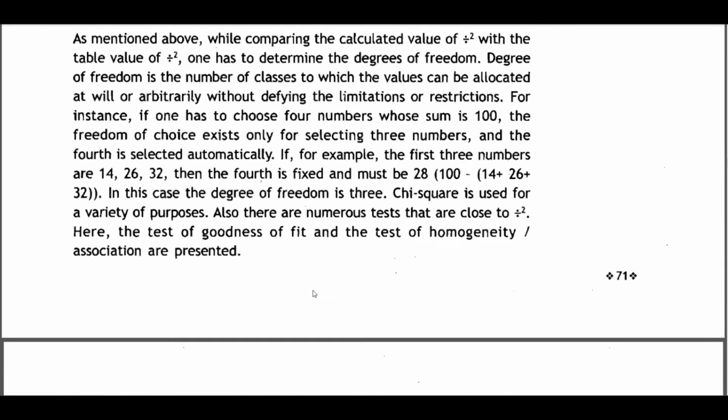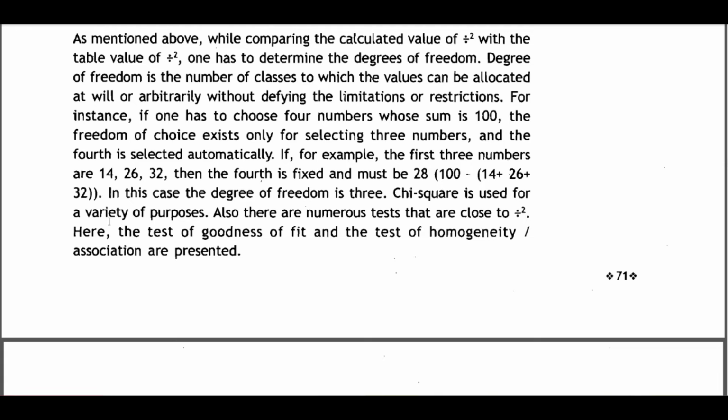As mentioned above, while comparing the calculated value of chi-square with the table value, one has to determine the degrees of freedom. The degrees of freedom is the number of classes to which values can be allocated at will or arbitrarily without defying the limitations or restrictions. For instance, if one has to choose 4 numbers whose sum is 100, the freedom of choice exists only for selecting 3 numbers, and the fourth is selected automatically. If the first 3 numbers are 14, 26, 32, then the fourth is fixed and must be 28, that is 100 minus (14 plus 26 plus 32). In this case, the degree of freedom is 3.